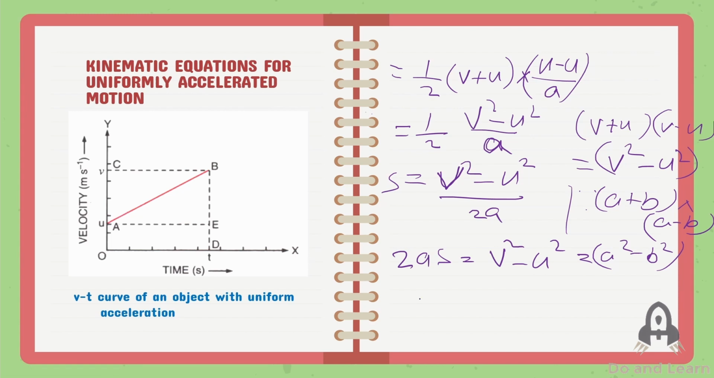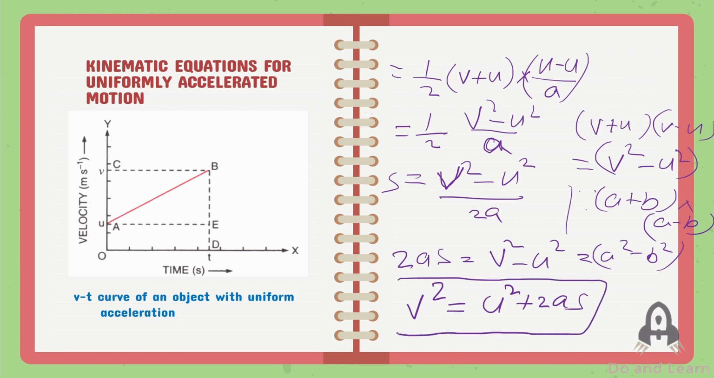Therefore V square is equal to U square plus 2as. We will send the U square to the right side, and we get V square is equal to U square plus 2as. This is the third equation.